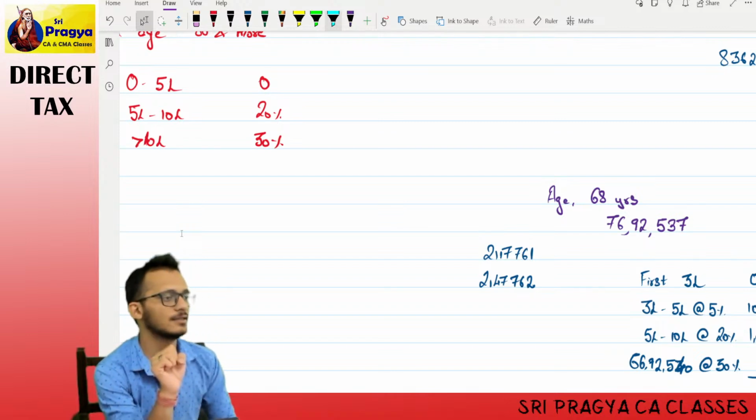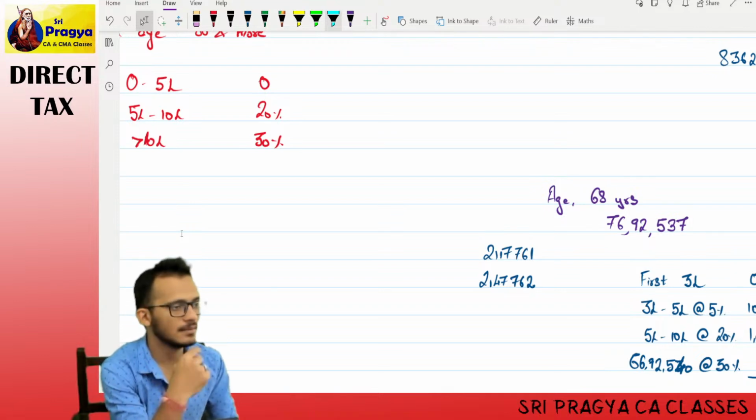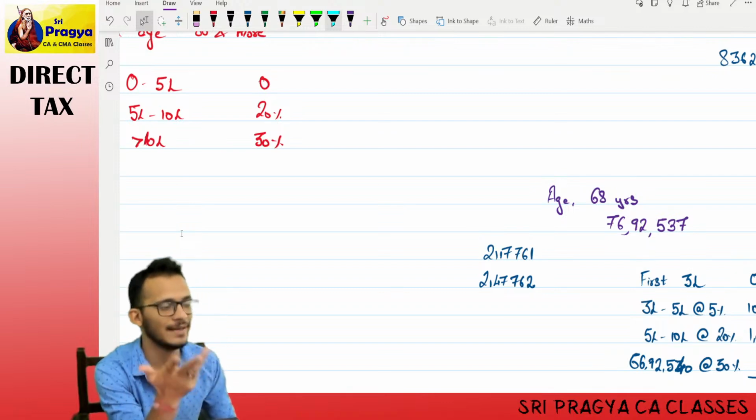Yes. These are your slabs. Any doubts? No. Now the question then comes: Rahul, you're telling me the resident individual should be 60 or above. 60 when?